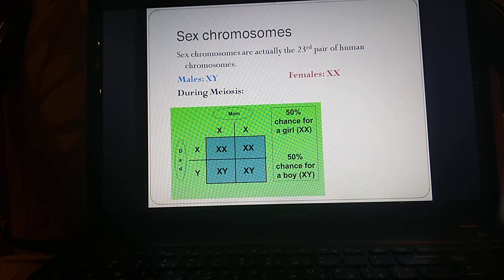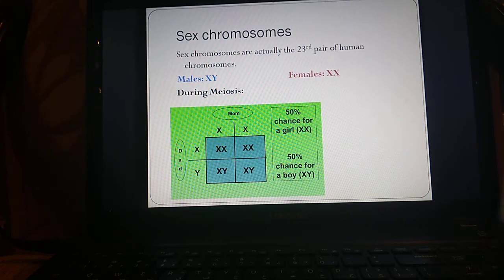So the female, the mom, only has X chromosomes. So either way, she's going to give the X chromosome. But the male has X and Y. So it's up to that to determine the gender of the baby.